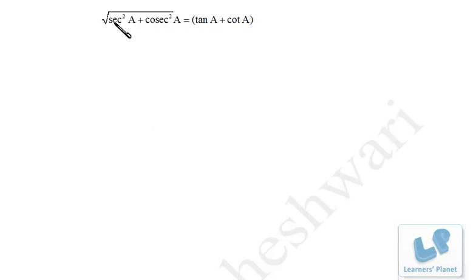Now let's try this question. That sec square a plus cosec square a is equal to tan a plus cot a. So let's start with the left hand side.